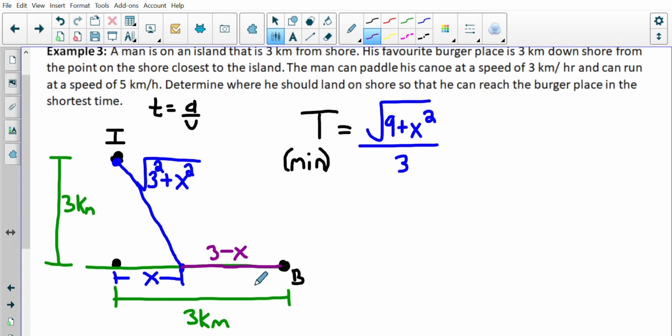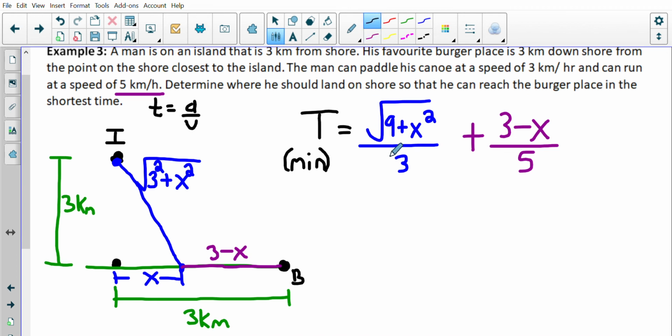Now, the maroon part, the distance is 3 minus x. The velocity is that this person can run at 5 kilometers an hour. And so there we go. Now, that's our formula. We're trying to minimize time, which is good. We have it in terms of another variable, just one of them, which is good again, so we don't have to do any substitutions like I did in the first example.